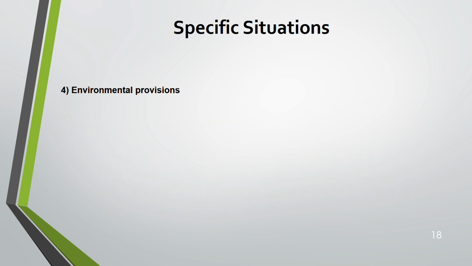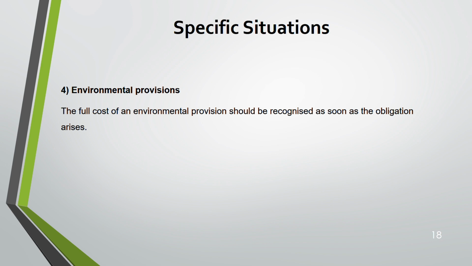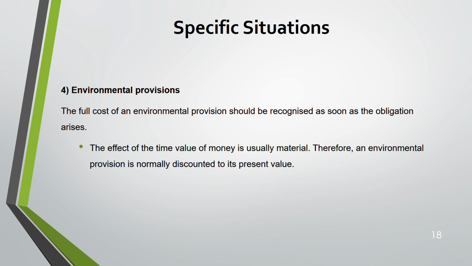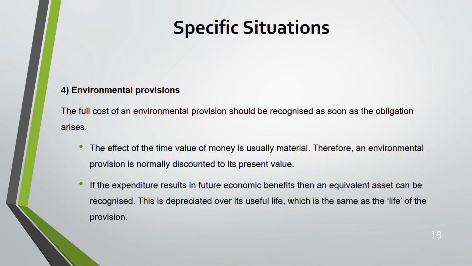Now, remember, the full cost of an environmental provision should be recognized as soon as the obligation arises. And in this case, most of the time, the effect of the time value of money is material. Therefore, you discount the environmental provision to present value. In fact, I think I have all the time. That's why you'll be given a discount rate to discount. If the expenditure results in a future economic benefit, sometimes it happens that due to the expenditure you might be incurring some asset. So you need to recognize that asset, and you need to depreciate that asset over its useful life. And this useful life is the same as the life of the provision. Now we'll be doing two questions on environmental provision before we move on to restructuring.